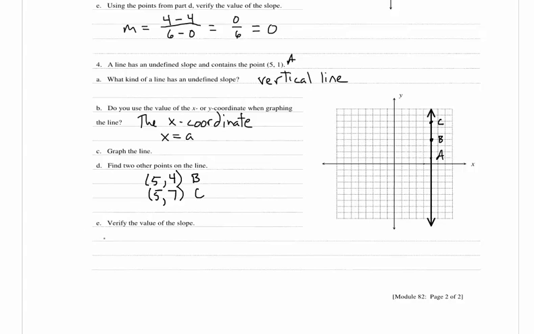And now in E, they want us to verify the value of the slope. So we're going to say M is equal to y2, which is 7, minus y1, which is 4, divided by x2, which is 5, minus x1, which is also 5. And we get 7 minus 4 is 3, and 5 minus 5 is 0, and 3 over 0 is undefined. And this verifies the slope that they gave us. And that's all for this video on using slope and a point to graph a line.